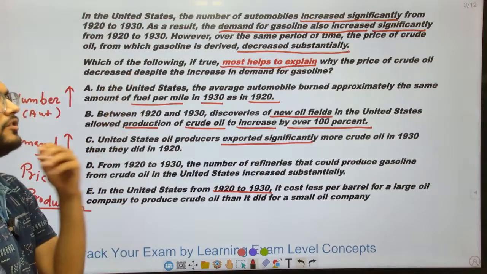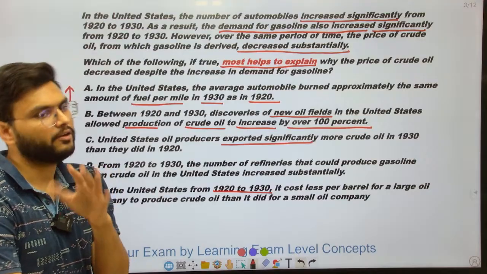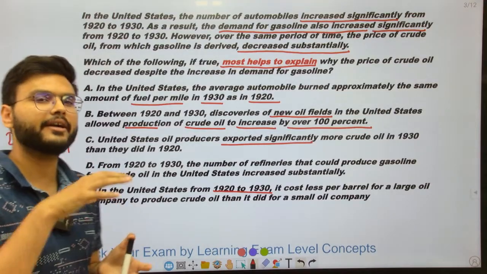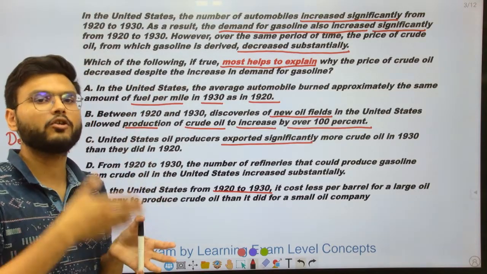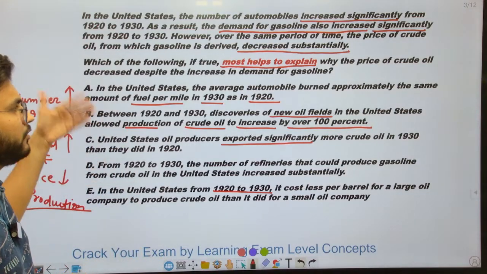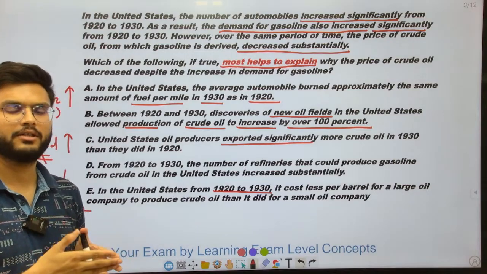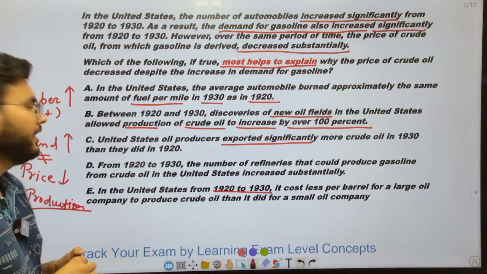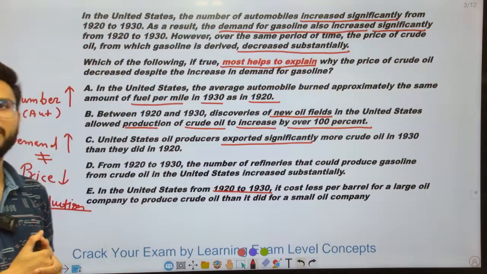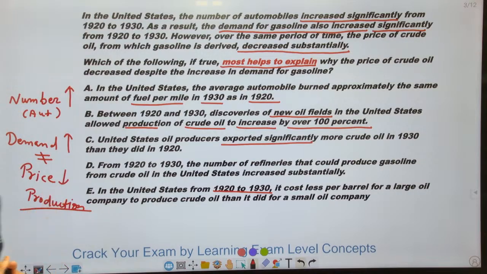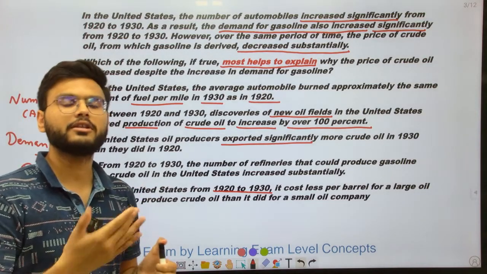It does not give me a reason to believe, because I need to look for something which gives me a reason to believe that, okay, if this is the situation, a third factor came into play, and that factor has altered the normal course of action. Here, the course of action is, if your number of automobiles increases, then demand must also have increased. And if demand is increasing, in general we see that price should also increase. But here what is happening? Here the price is decreasing, which has altered your course of action.